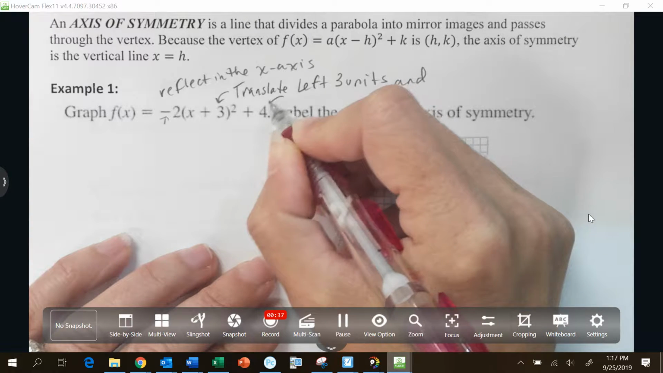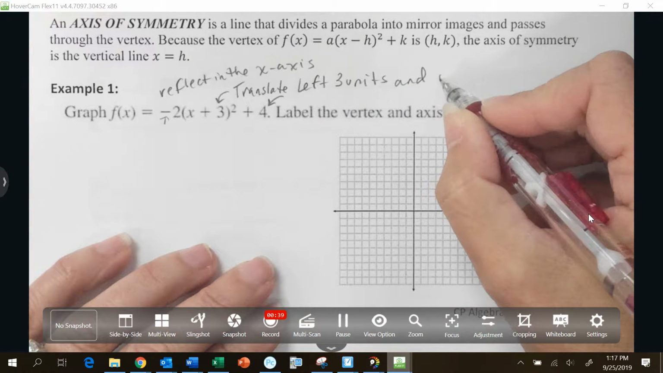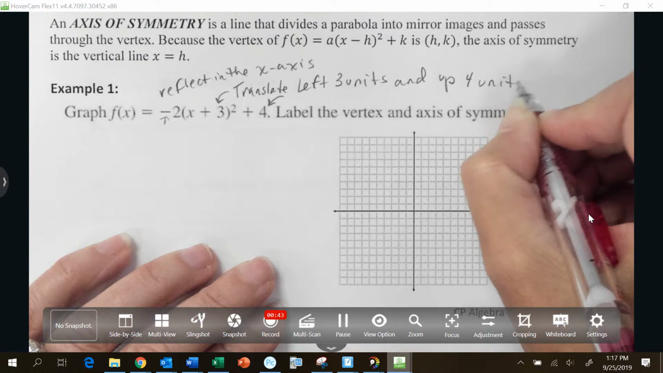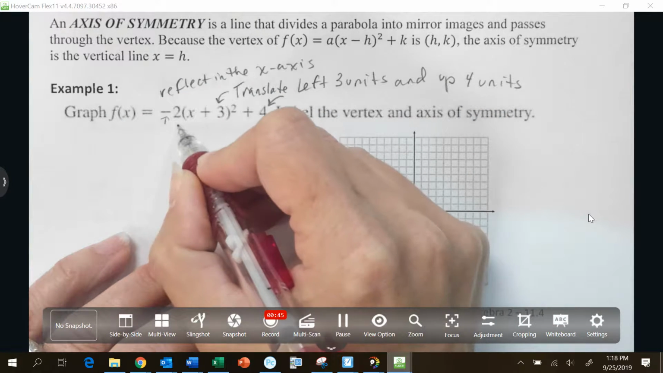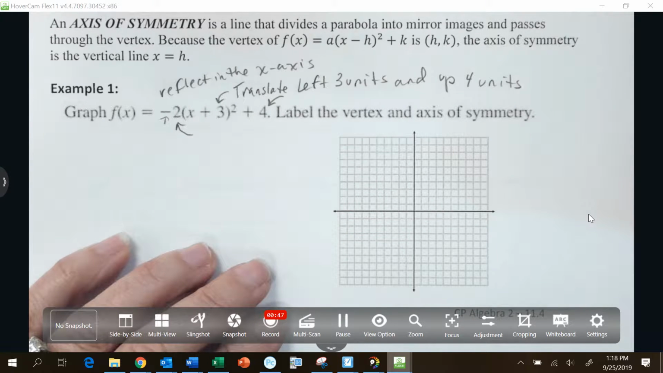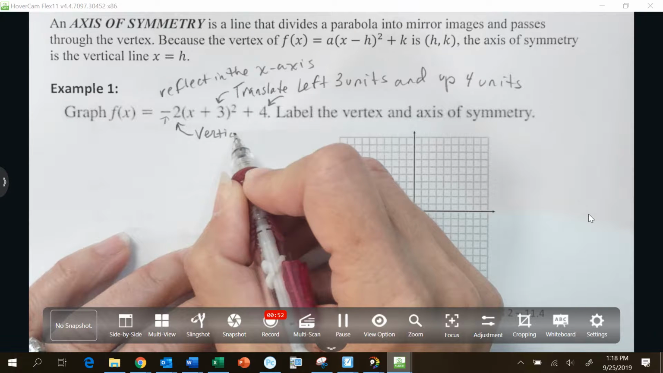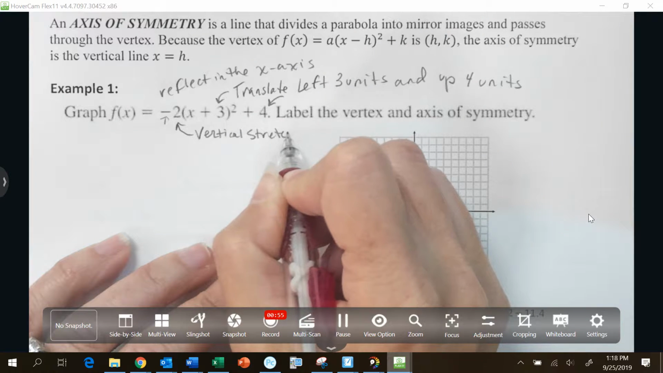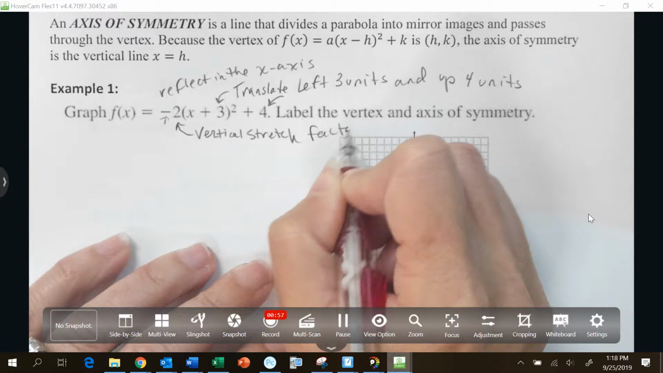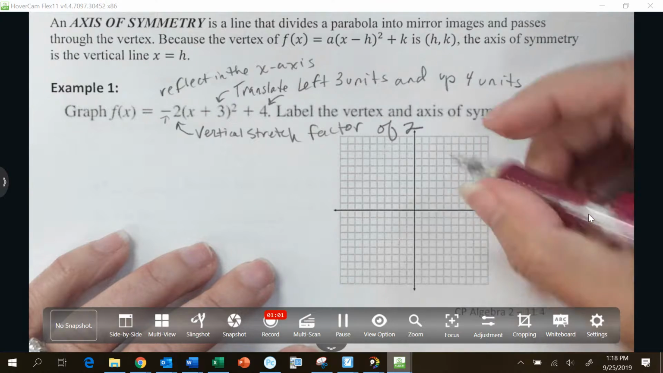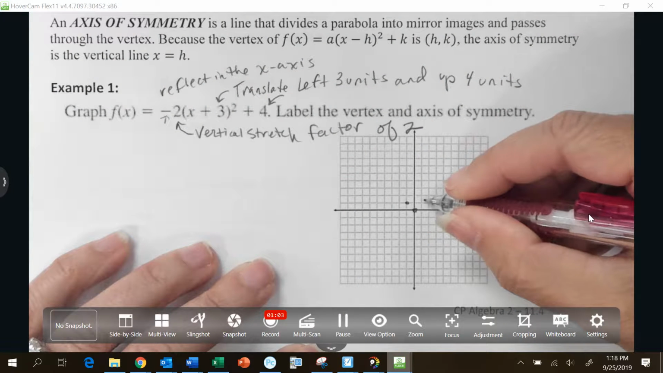And what's the 4 tell me? Up 4 units. And then this 2 in front tells me something else. Vertical stretch factor of 2. So I have my parent function points.